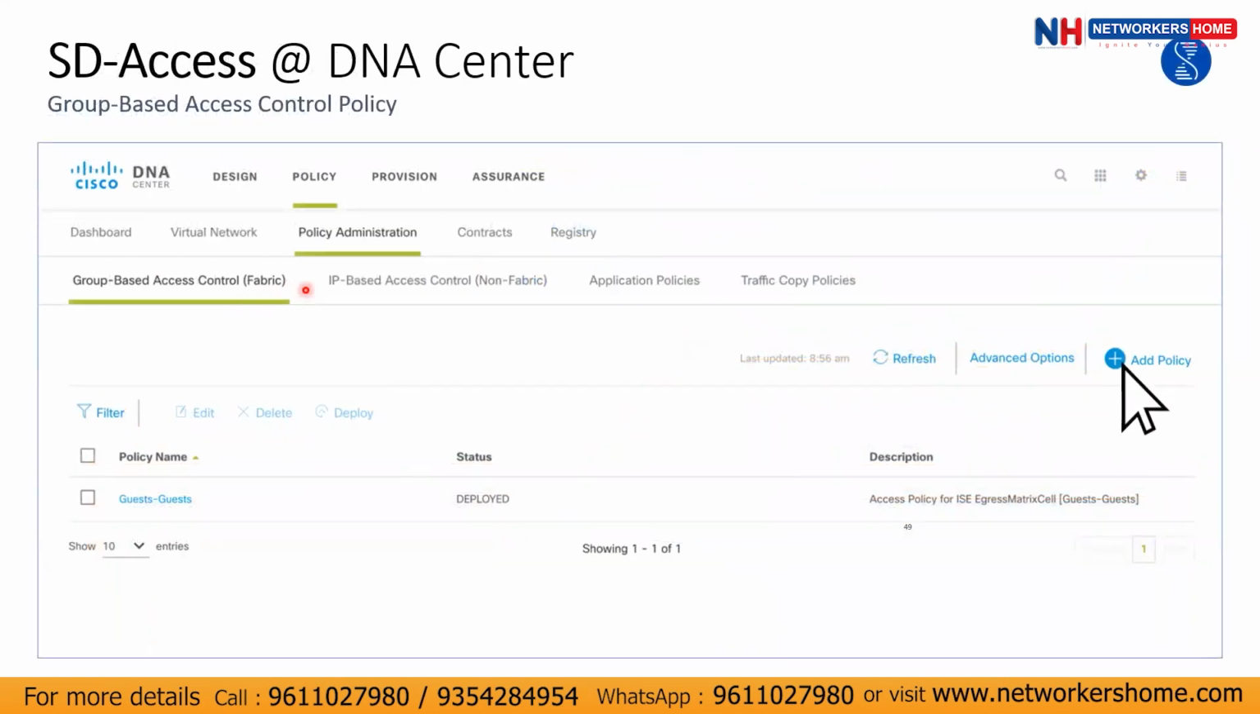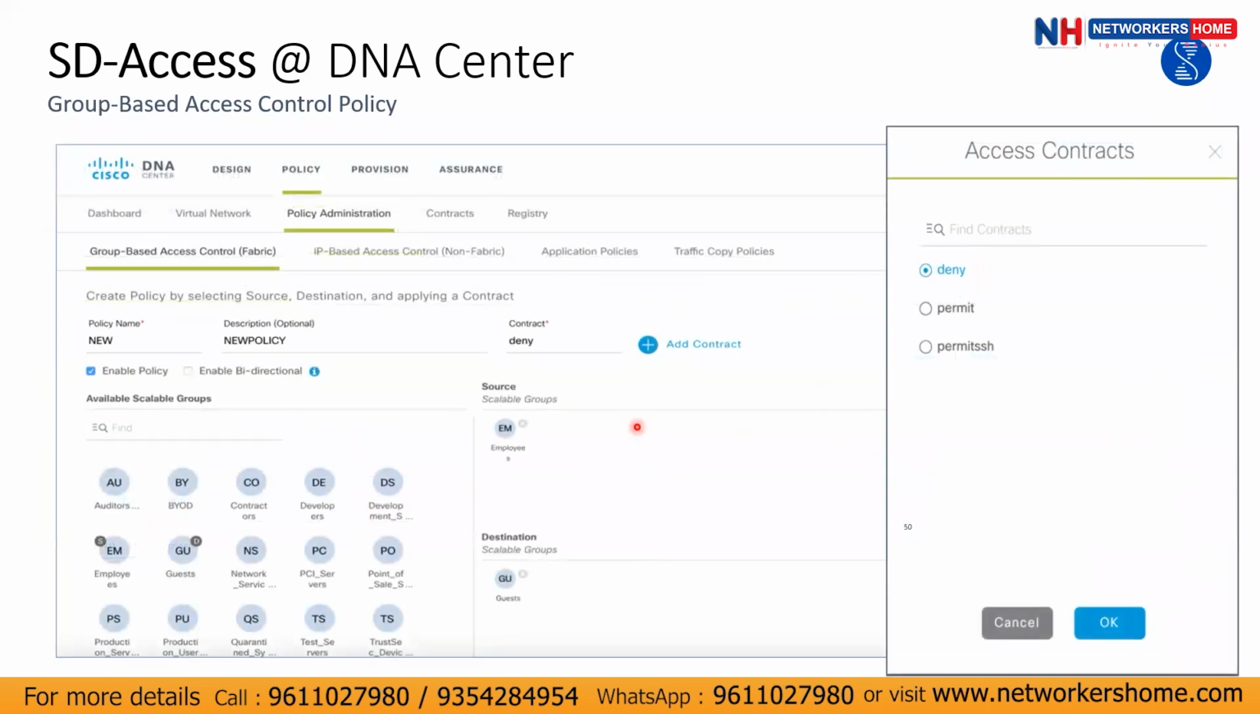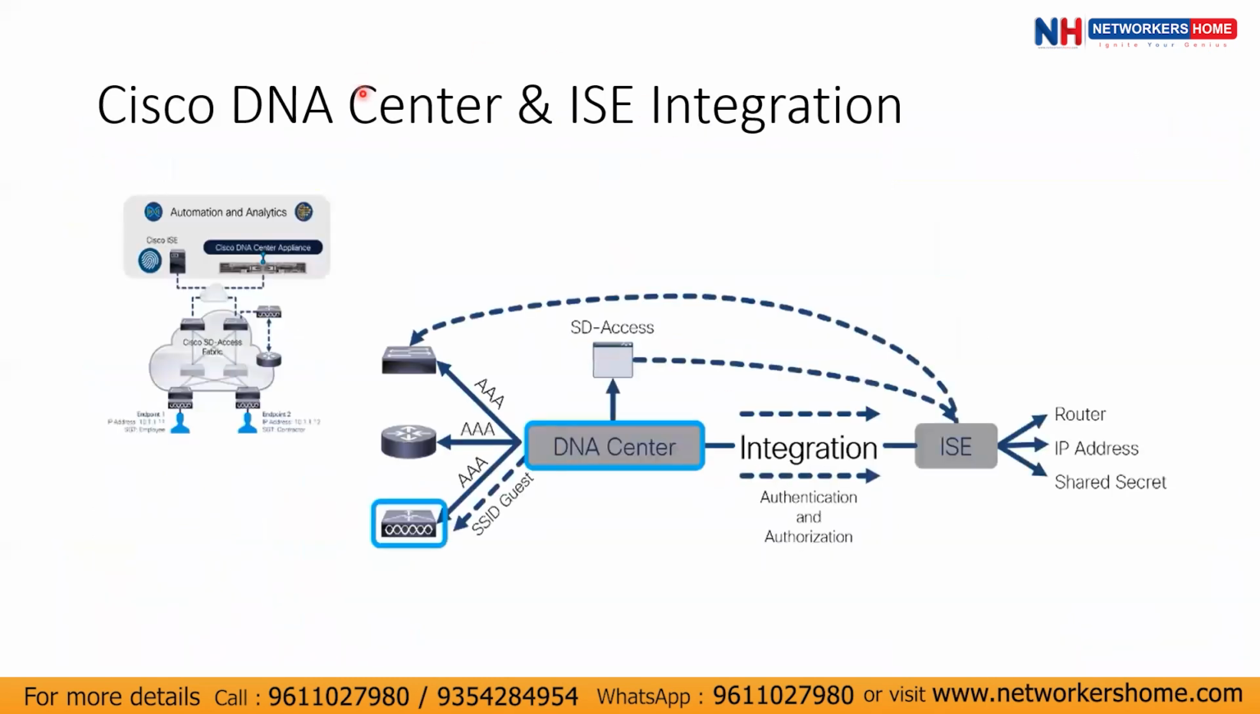On DNA Center, it is quite easy. You just need to go to the policy page under policy administration. You click on group-based access control, create, add policy, right? You can create any of the contracts. So you can see the policy name is new, description, whatever suits you. You can create a permit or deny contract. And you can also add the scalable group. On the left-hand side, you have a couple of scalable group tags like this. You can just drag and drop based on the scalable group source and destination. And you can just create the policy. Quite easy, right?